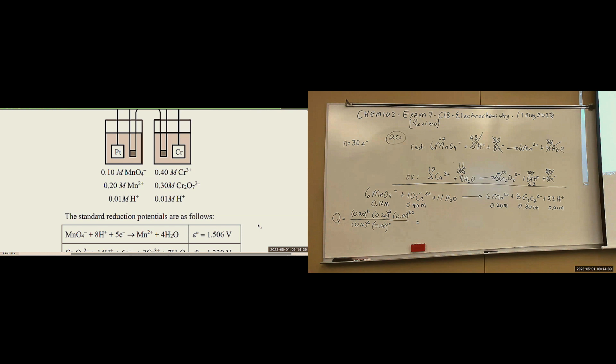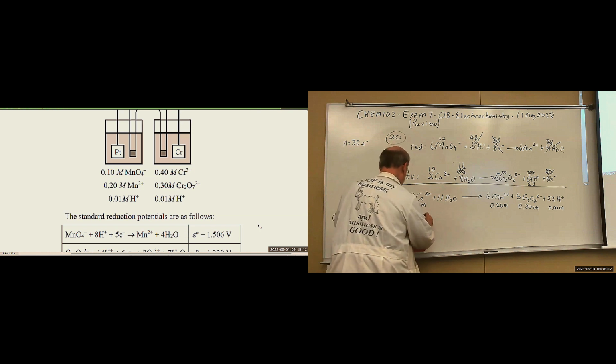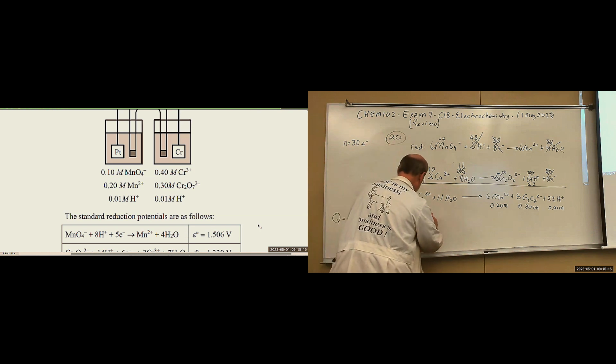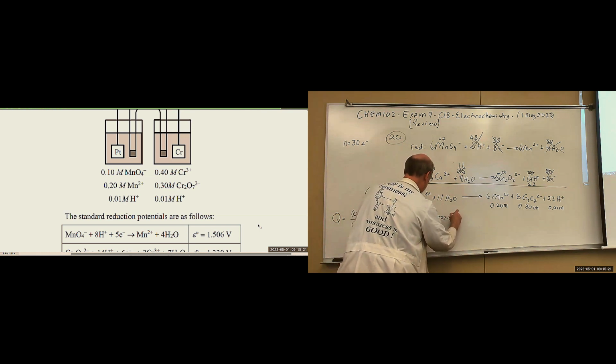Let's see if I can do it without making a mistake. 0.2 to the 6th power. There's a value in there, and I'm going to multiply it by the next, 0.3 to the 5th power. Times those, and 0.01 to the 22nd power. Okay. In case I mess up in midstream, I'm going to write this term right here: 2.6092 times 10 to the minus 44.